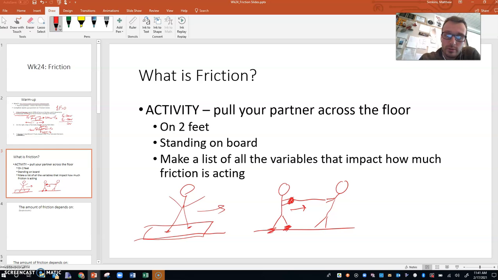What if this person has a very large mass and this person has a very small mass, and they pull back and forth on each other? Which one do you think is more likely to slip or to slide or to move?